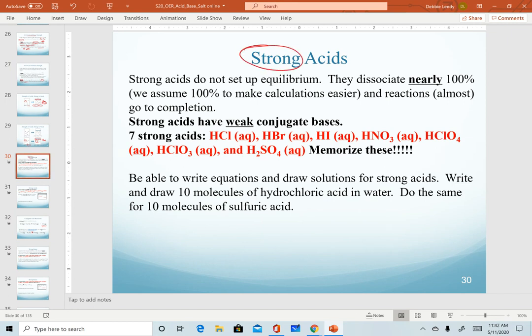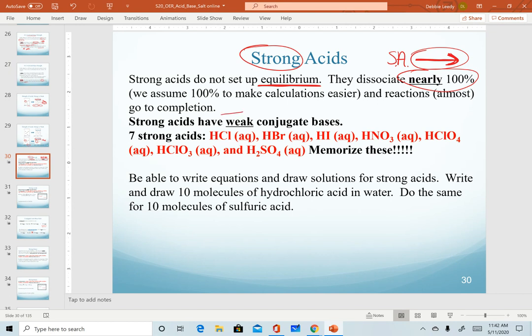So again, strong acids dissociate almost 100%. This means they don't set up equilibrium. It means when I put my strong acids in water, they're going to dissociate almost 100%, meaning that that reaction is going to go to completion. So for strong acids, we use a completion arrow in our reaction or in our equation.